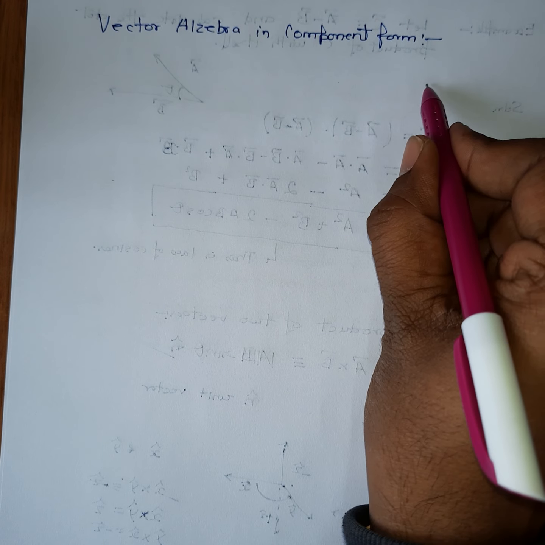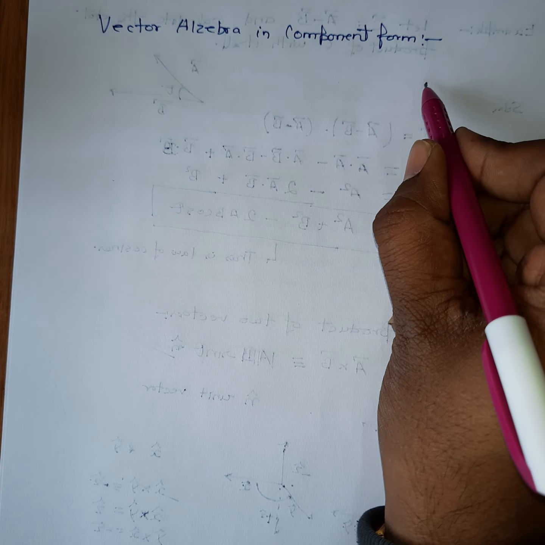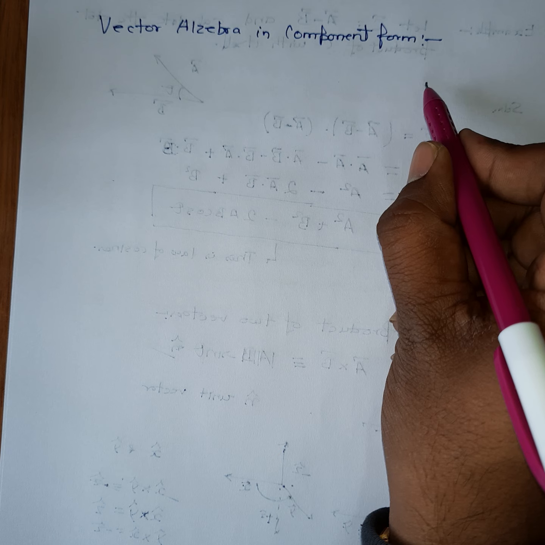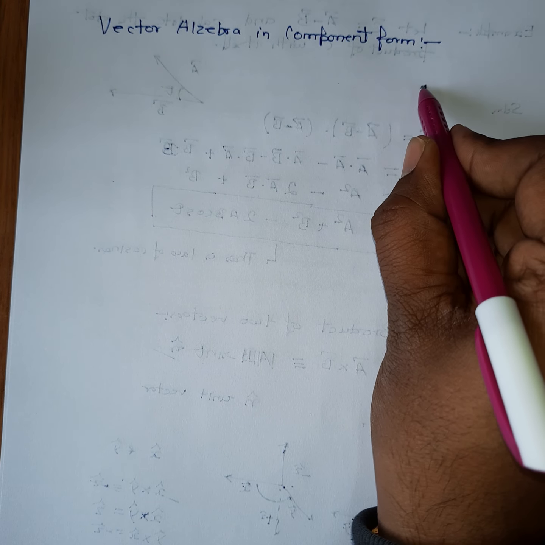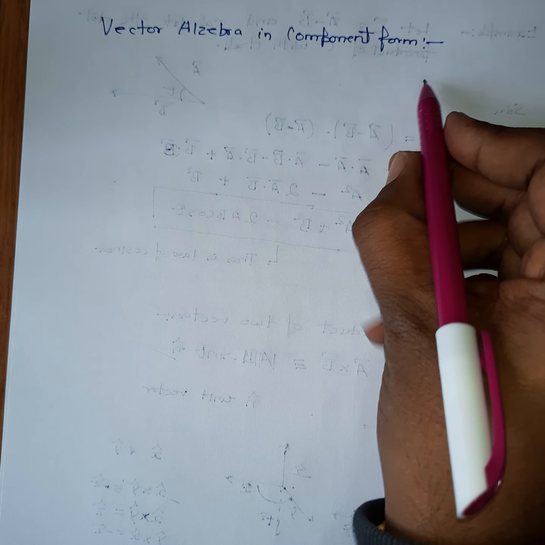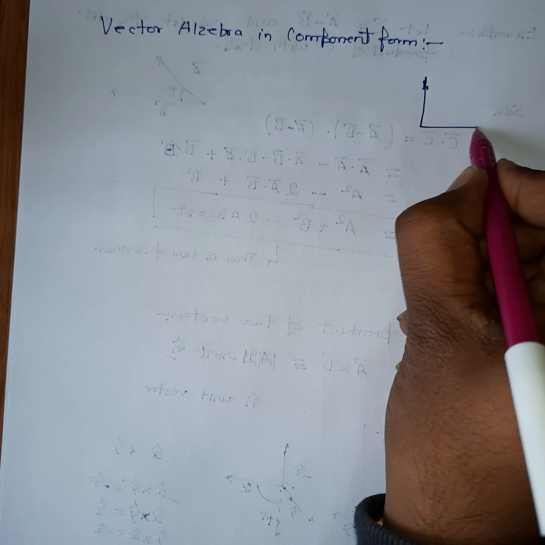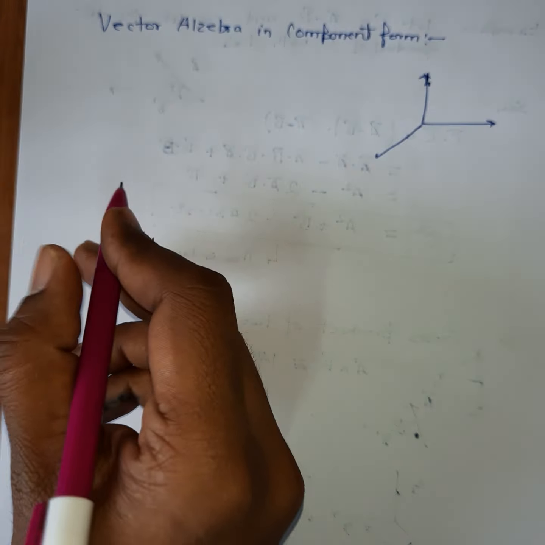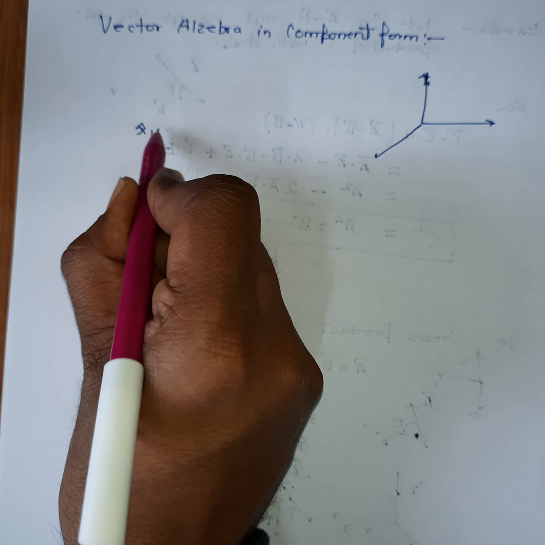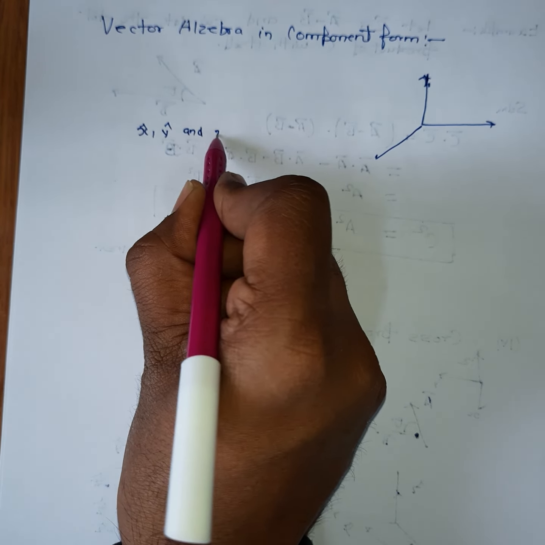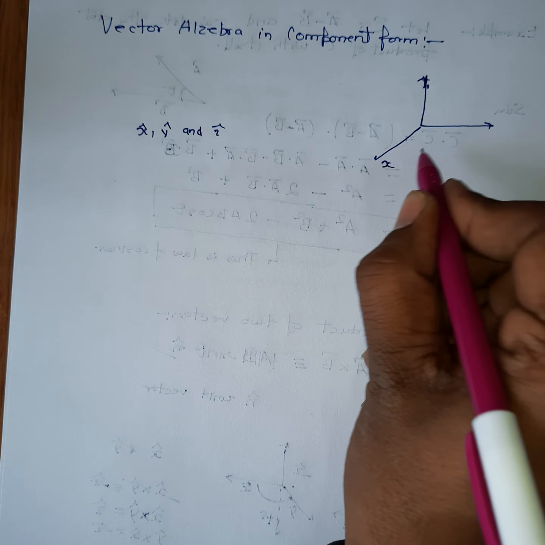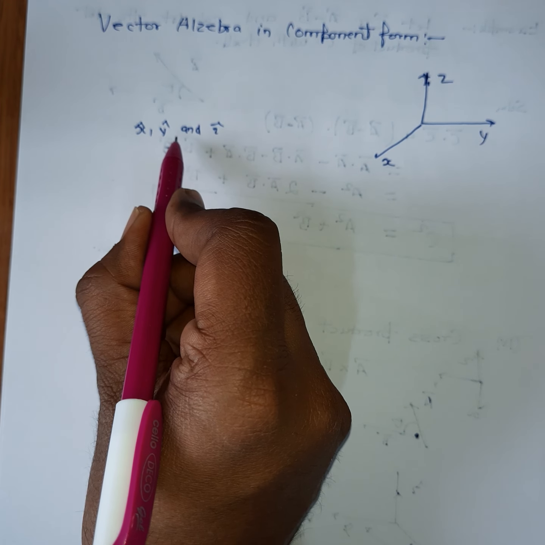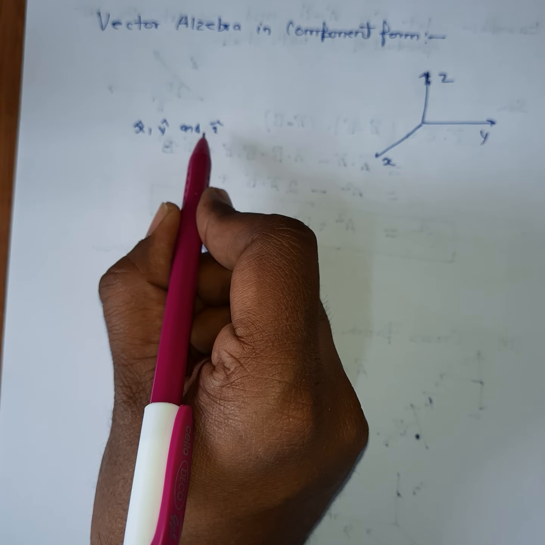So far we have discussed the dot product of vectors, the cross product of vectors, their additions and multiplications without taking the reference of any coordinate axis. But in practice it becomes much easier if we take the reference of a coordinate system. So let's assume that x cap, y cap and z cap are the unit vectors parallel to the x axis, y axis and z axis respectively.